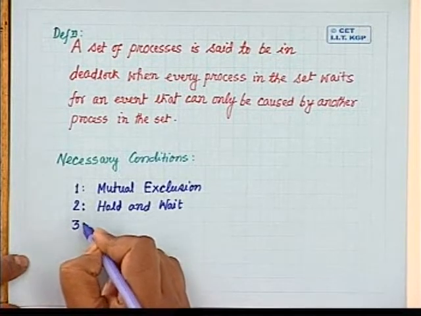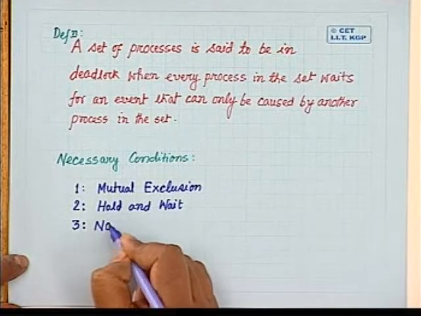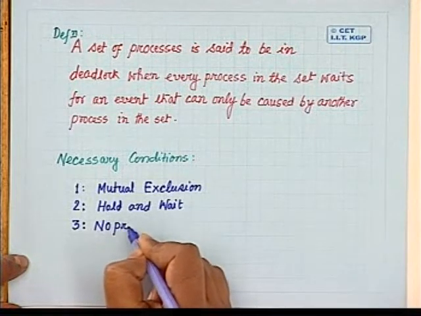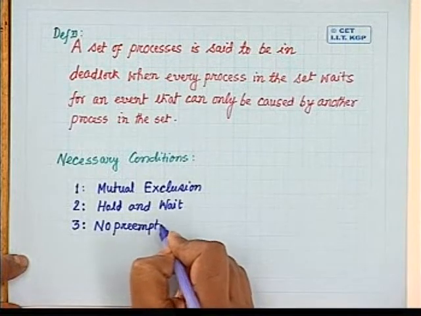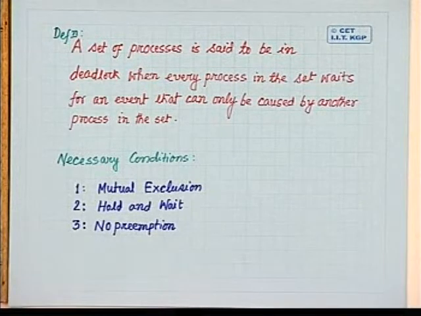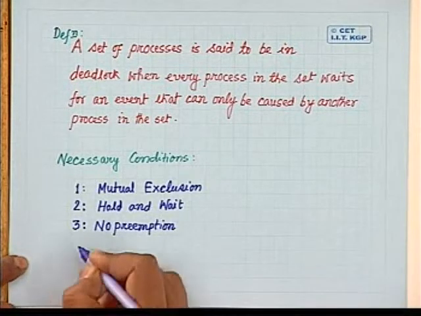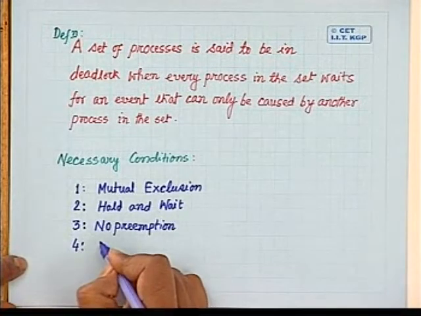The third condition is no preemption. That is, once a resource is allocated to a process, that resource cannot be preempted. Only the process will voluntarily release the resource. So that is the third condition. And the fourth condition for the occurrence of deadlock is what is called circular wait.